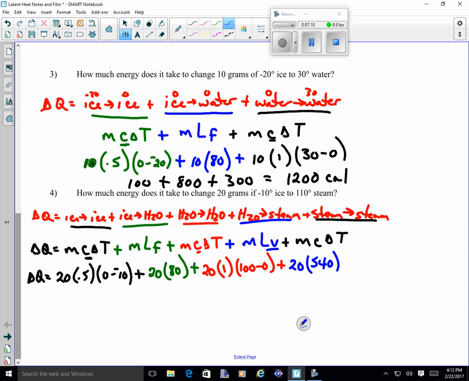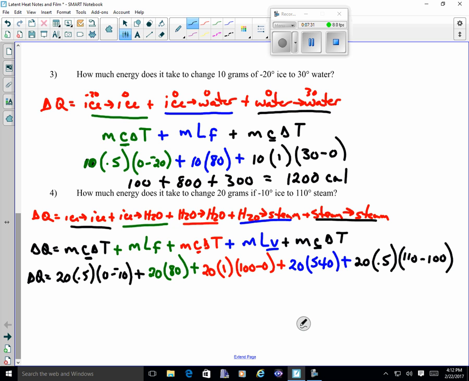And then we have the mass of the steam was 20. Now, the specific heat of steam, once again, is not 1. It's back to a 0.5, just like ice was. And our final temperature was going to be 110. And our original temperature was 100, because you can't have anything less than 100 degree steam.